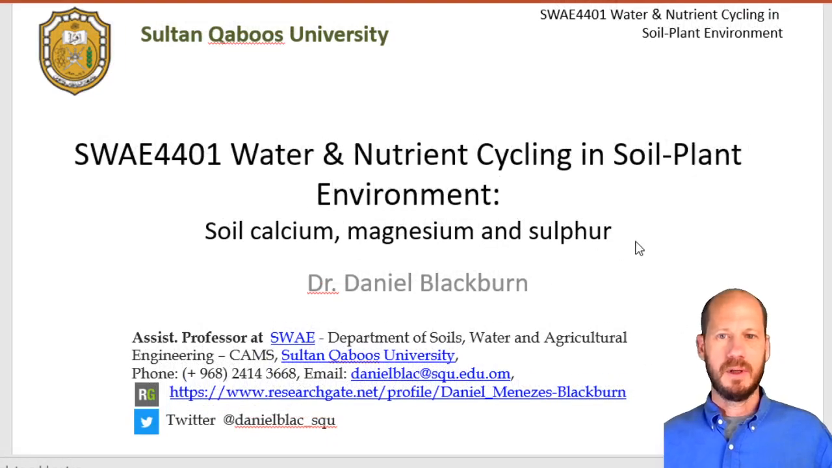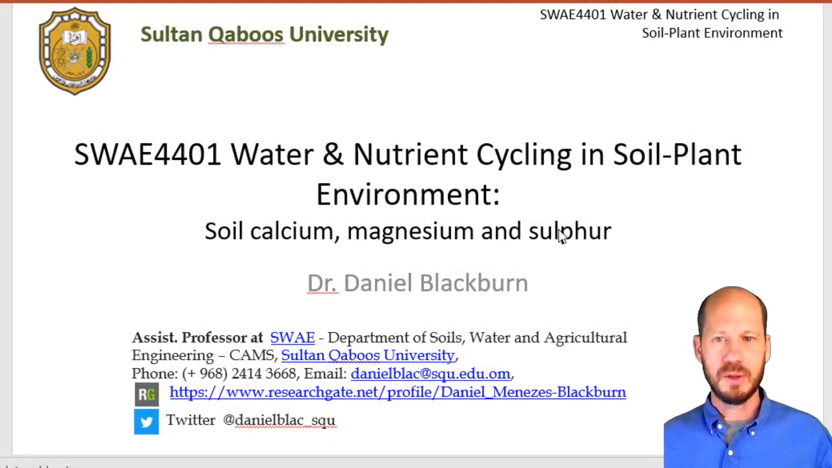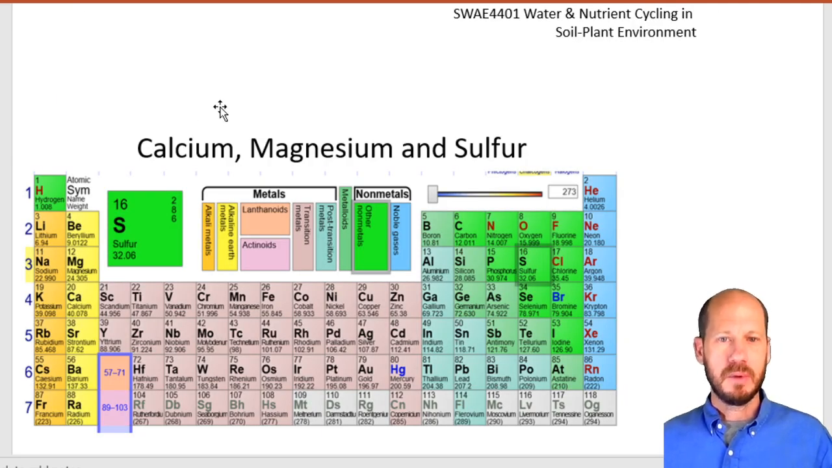All right, so again, this is about calcium, magnesium, and sulfur nutrition to plants. Calcium and magnesium will behave very similarly in soil because chemically they are very near each other in group 2 of the periodic table, the second column. But sulfur will be radically different, and we're going to talk about what these differences are.